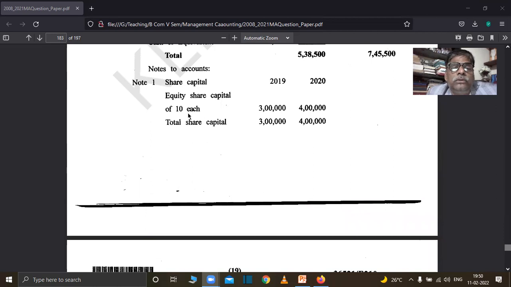You see the notes. In the notes, first note is share capital. Share capital 3 lakh, 4 lakh. 1 lakh increase is there. 1 lakh increase in the share capital is due to issue of share capital.